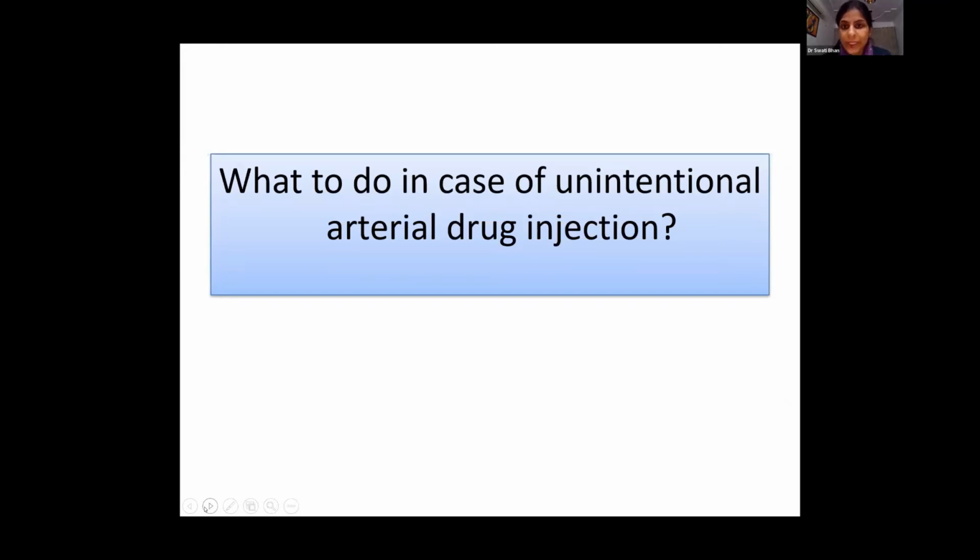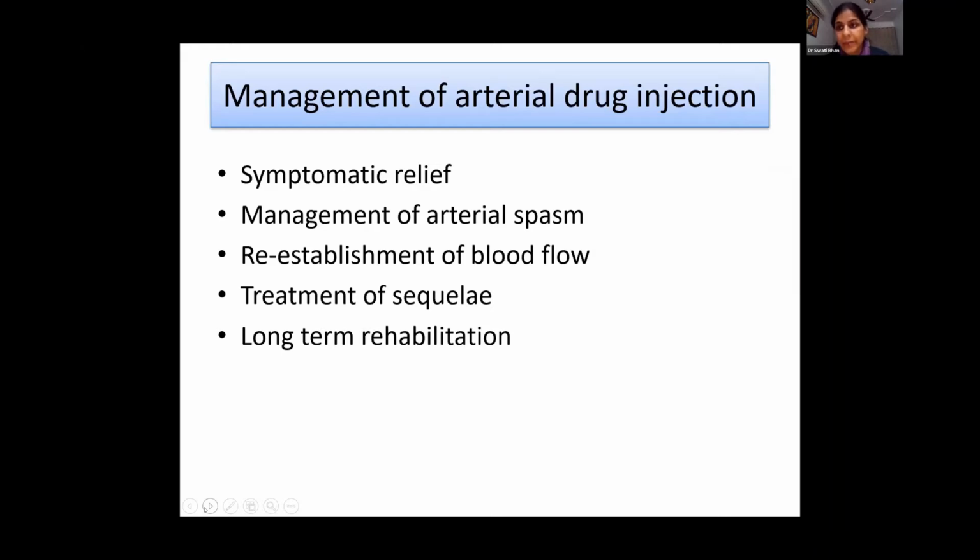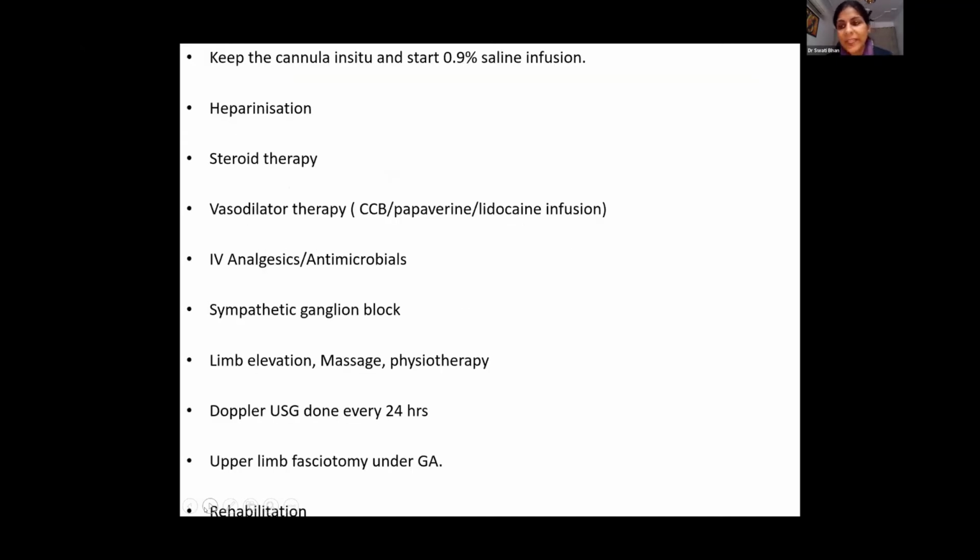So what do we do in case of an unintentional arterial drug injection? The main points in the management would be symptomatic relief, management of arterial spasm, re-establishment of blood flow, and treatment of sequelae and long-term rehabilitation. Many people say that we can remove the arterial cannula once we suspect that an inadvertent drug injection has occurred. But some evidence in literature states that we can keep the cannula in situ and start 0.9% saline infusion through it.